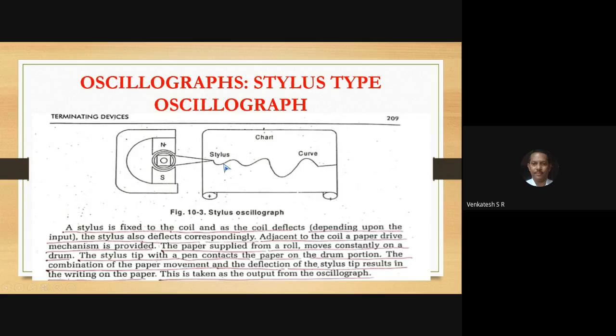Special type of carbon paper is available. Without using pen or pencil, you can get the waveform on the paper by using special paper that is available, that is used in all the examinations. So this is the principle of operation of stylus type oscillograph.